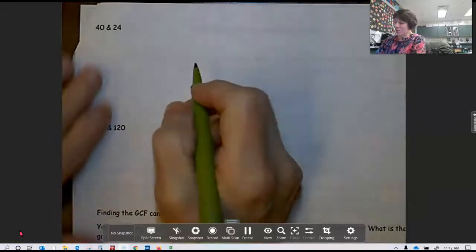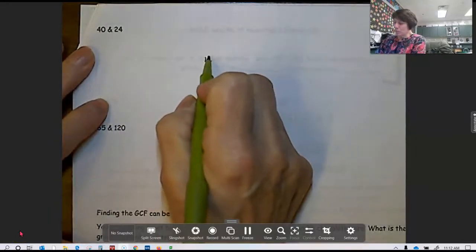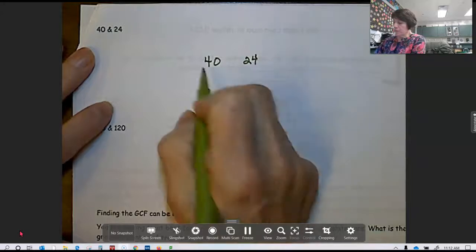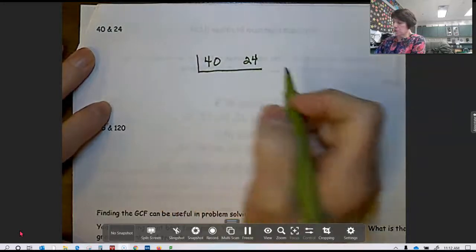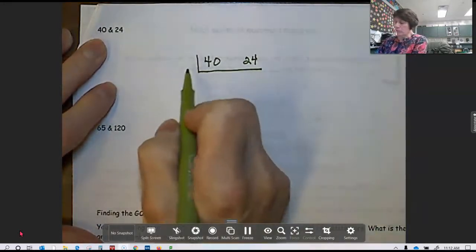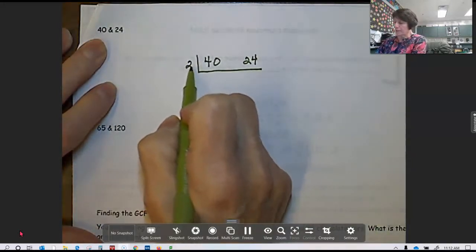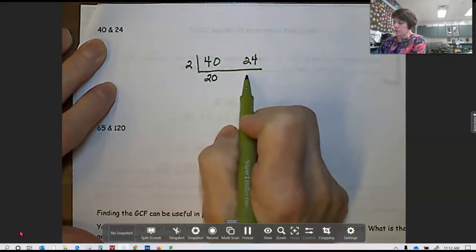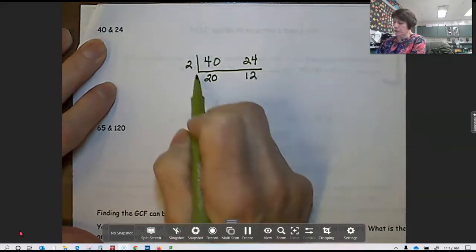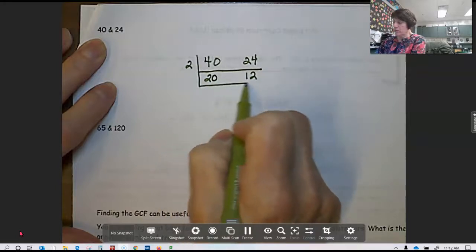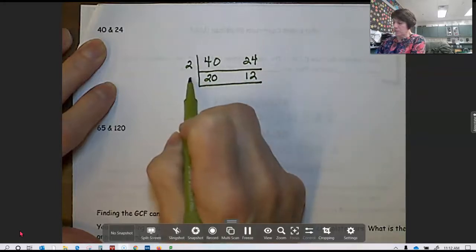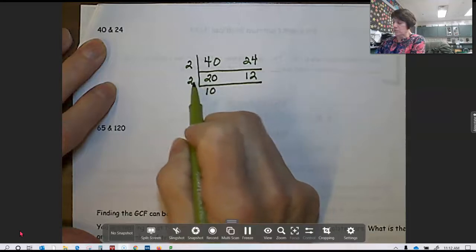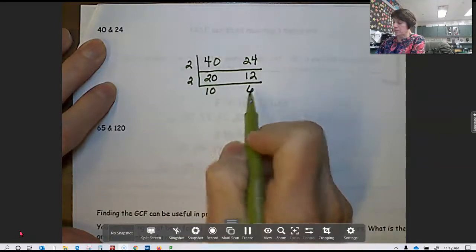All right, let's look at another example here. So remember, write the two numbers down next to each other. Make a ladder rung. Start with your prime numbers. My lowest number is 2, and that can divide into both of these. 2 divides into 40 20 times. 2 divides into 24 12 times. Add another ladder rung, because I can divide both of these by 2 again. 2 divides into 20 10 times. 2 divides into 12 6 times.